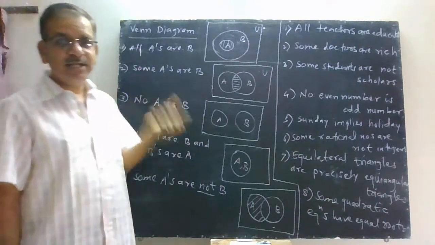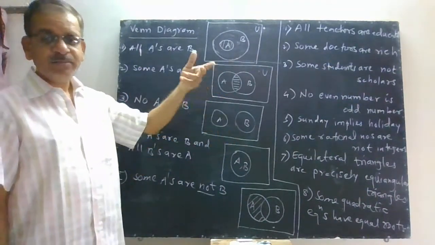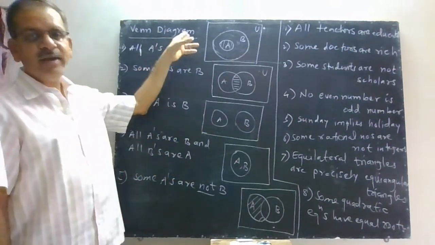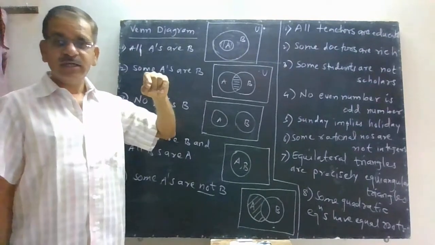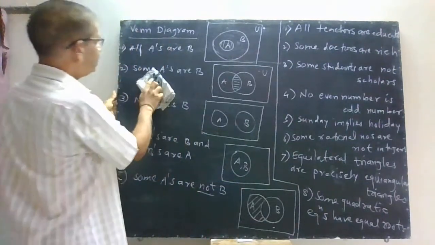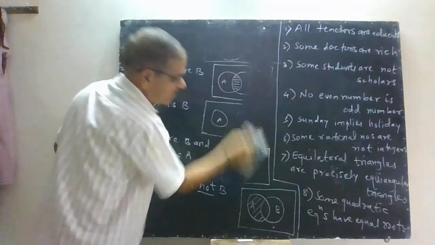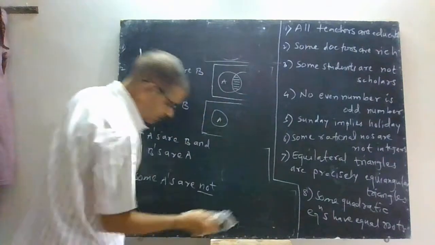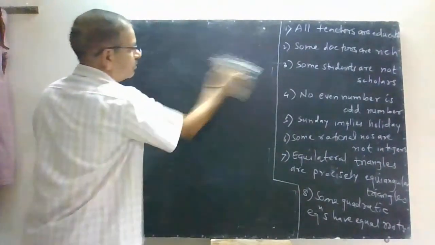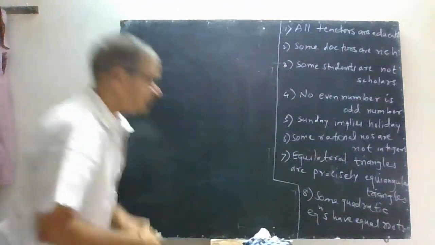According to how you select the set, the diagram can change. I will take 1 or 2 examples like that. A statement can have 2 Venn diagrams. So it is very important how you select the set. Okay. Now we'll solve these examples one by one.